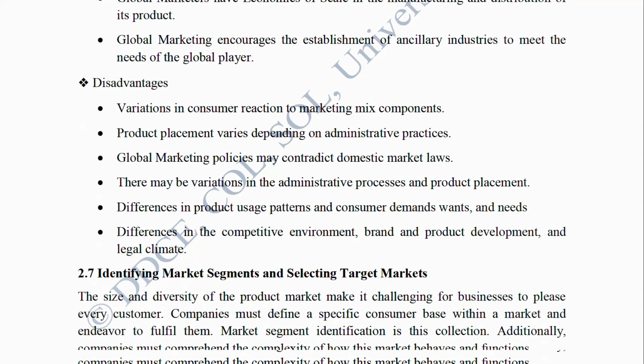Disadvantages. Variations in consumer reaction to marketing mix components. Product placement varies depending on administrative practices. Global marketing policies may contradict domestic market laws. There may be variations in the administrative processes and product placement. Differences in product usage patterns and consumer demands, wants, and needs. Differences in the competitive environment, brand and product development, and legal climate.